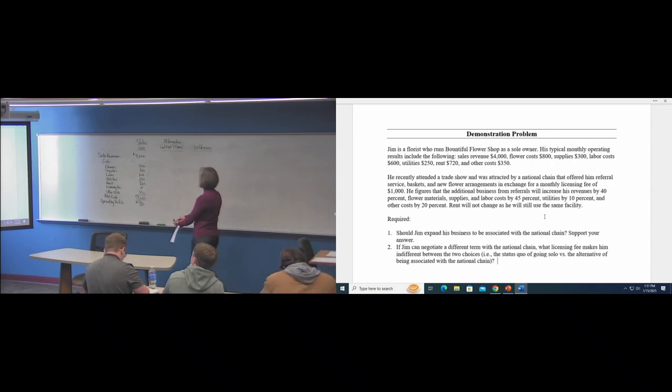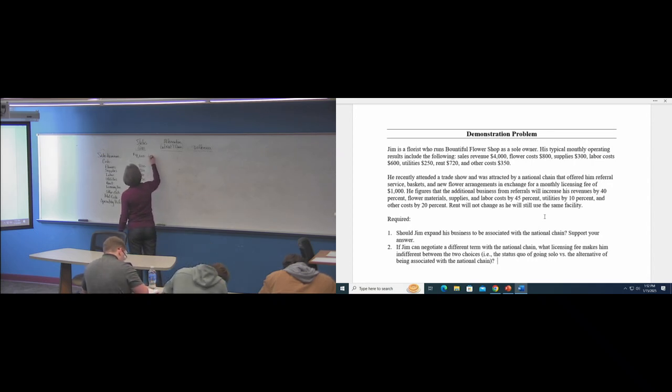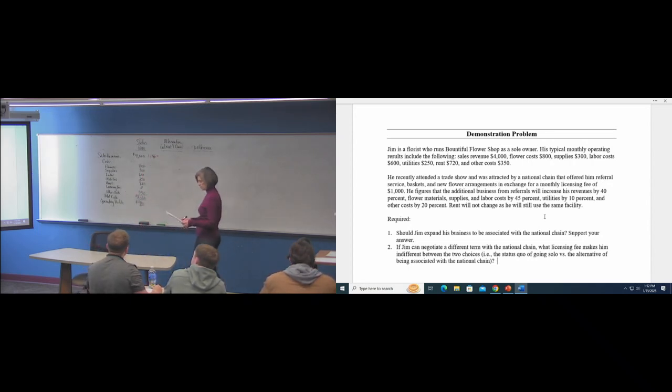See, I like to do my calculations right in the middle here. It says that revenues are going to increase by 40%. So if I take 4,000 times 1.4, I should get my new number, which is 5,600, and that's a difference between the two of, that's a positive number. That's good, right? Okay. Well, we don't know everything yet.